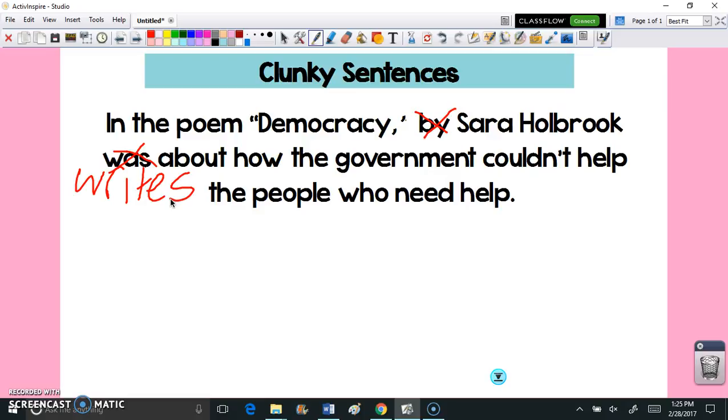So really, how do you catch this? You got to reread your writing. And especially, possibly, reading it aloud. When you read something aloud, you can really hear that something just doesn't sound right.